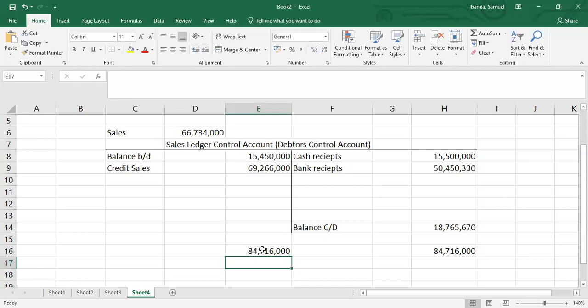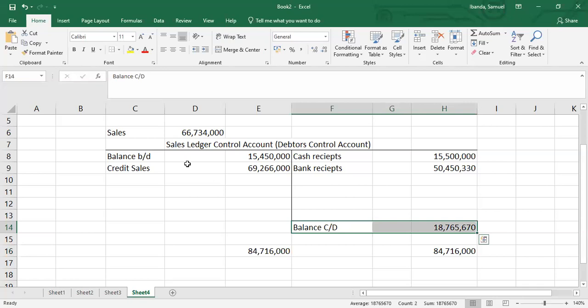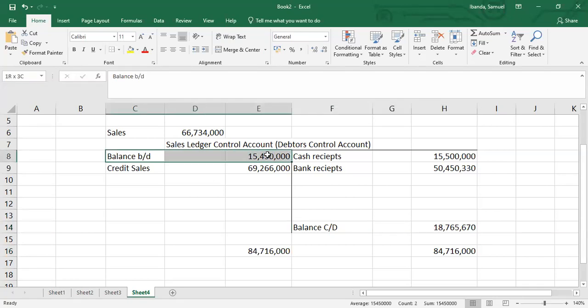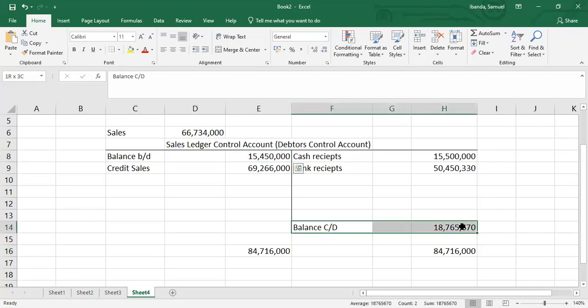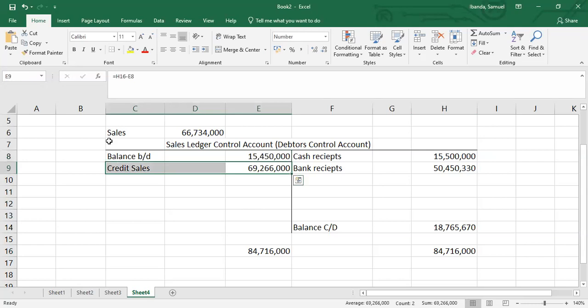The reason why I don't bring in a balance carried down is because we already have the balances, and these are the balances they have already given us. So any difference between this side and this side is basically due to an item that is missing, okay? That is why I've come up with this credit sales value of 69,263 zeros. Somebody will ask, can it be another thing other than the credit sales?